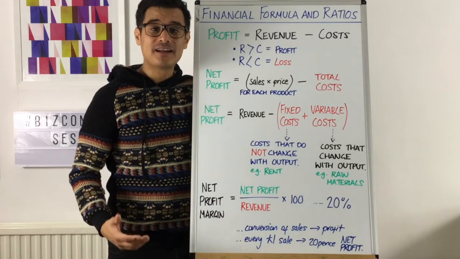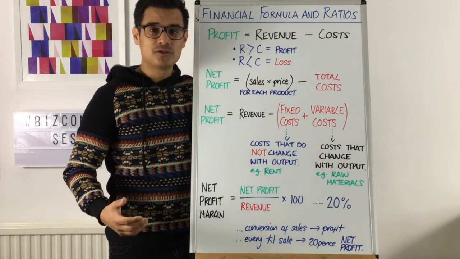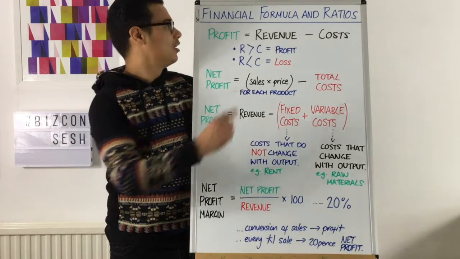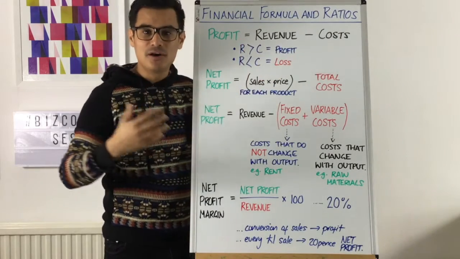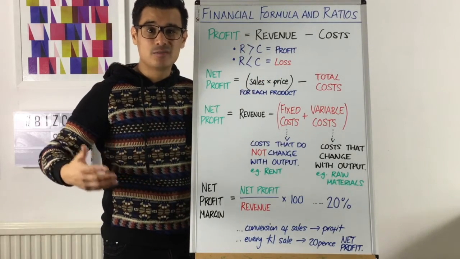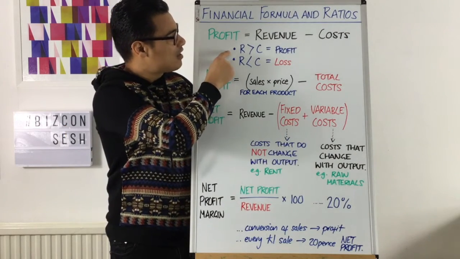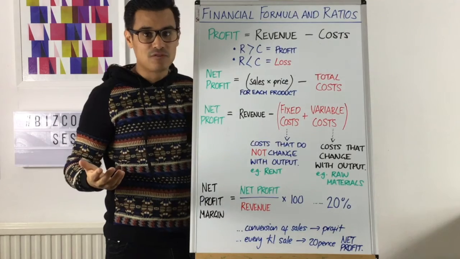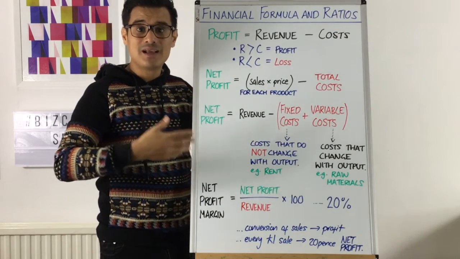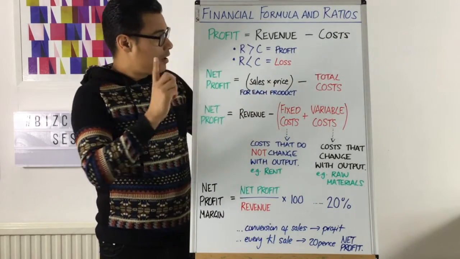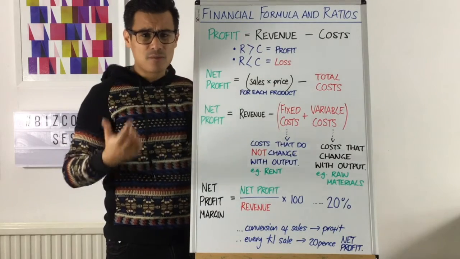Let's have a sesh on financial formulas and ratios. So we all know the old formula, profit equals revenue minus costs. But let's look a little bit more into that formula. So profit equals revenue minus costs. We know that if revenue is greater than costs, clearly it's profit, and if costs are greater than revenue, clearly it's a loss. But when we think about profit, what type of profit do we mean?